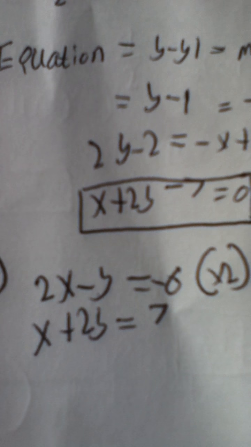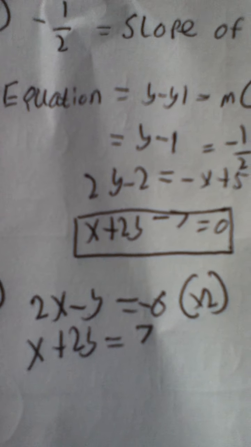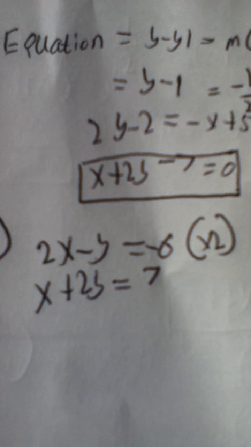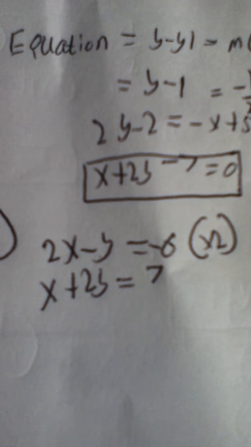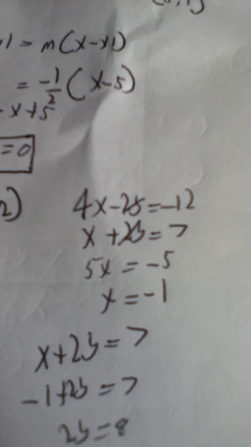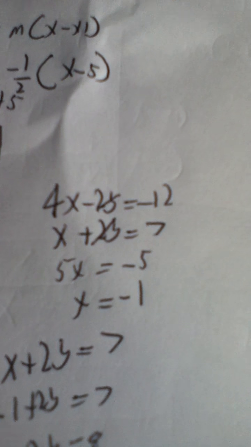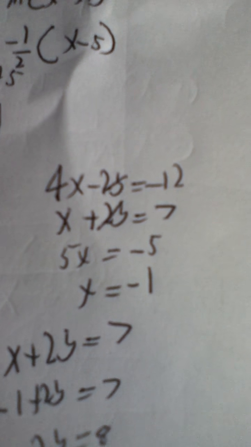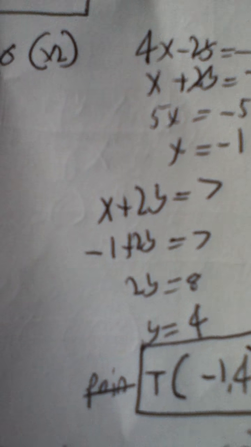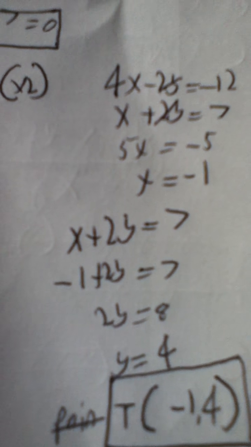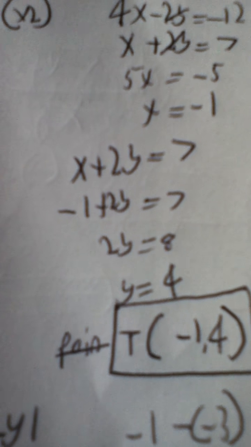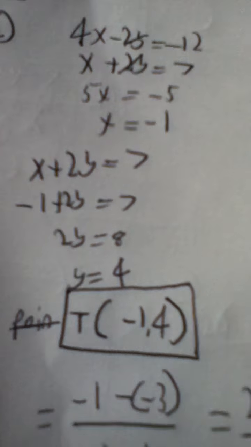And then you're asked, T is the point of intersection between L and M. Find the coordinates of T. So you do simultaneous equations. So 2x minus y equals minus 6, and x plus 2y equals 7. So you multiply the top line by 2 so you can cancel the y's. So you get 4x minus 2y equals minus 12, x plus 2y equals 7. So you cancel the y's and you're left with 5x equals minus 5, x equals minus 1. So then you have to calculate y. So it's x plus 2y equals 7, minus 1 plus 2y equals 7, 2y equals 8, y equals 4. So you're left with T is (-1, 4).